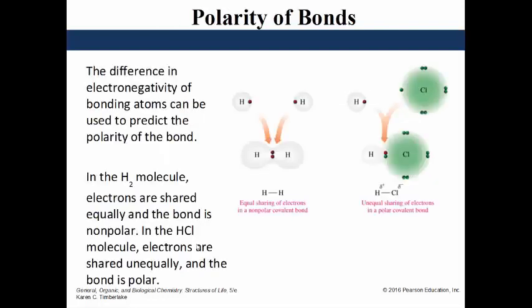Alright, next we'll talk about the polarity of bonds. Now the difference in electronegativity of the atoms that are bonding together can help you predict the polarity of that bond.